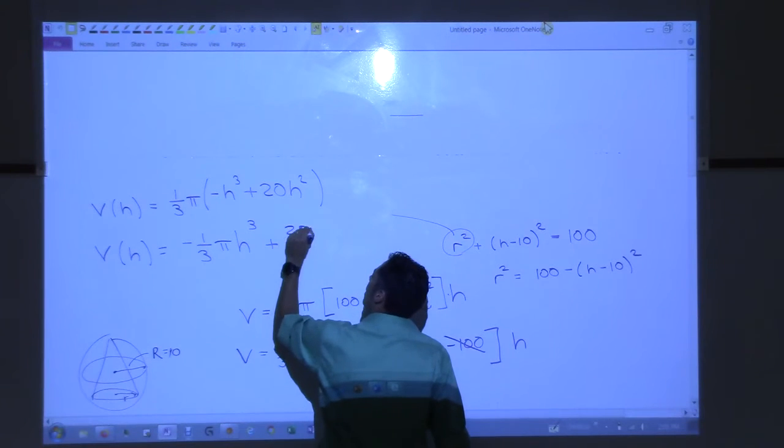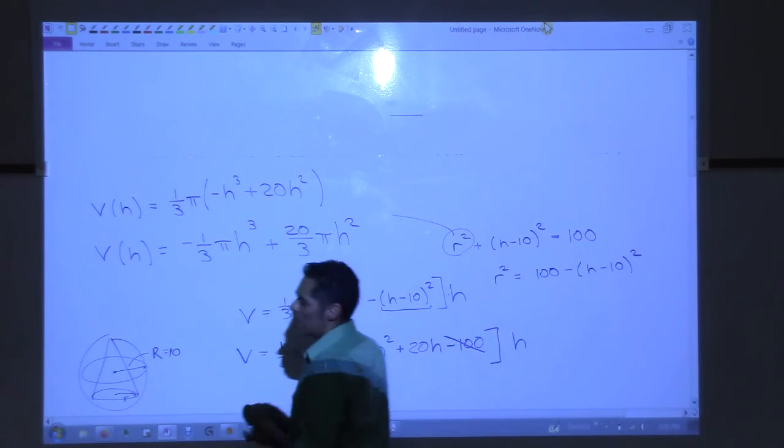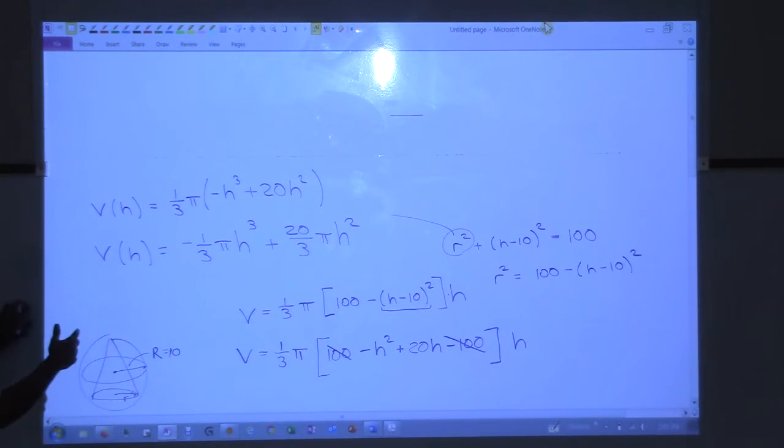plus 20/3 pi h squared. So the reason I did that is because I see that this is a polynomial, and I can just take the derivative easily once everything's expanded out. That all right? Any questions?